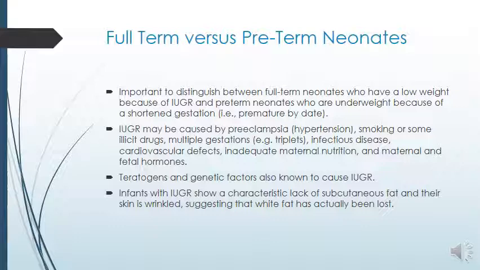IUGR may be caused by preeclampsia, which is due to hypertension, smoking, or some illicit drugs, multiple gestations, for example, with triplets, infectious disease, cardiovascular defects, inadequate maternal nutrition, and maternal and fetal hormones. Teratogens and genetic factors also have been known to cause IUGR. Infants with IUGR show a characteristic lack of subcutaneous fat and their skin is wrinkled, suggesting that white fat has actually been lost.